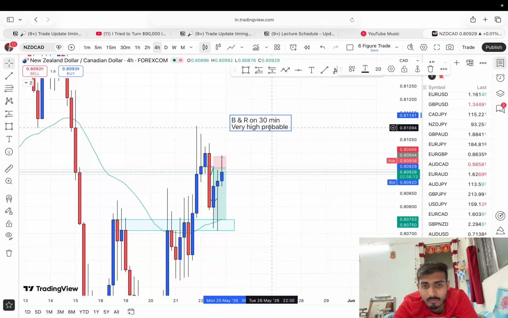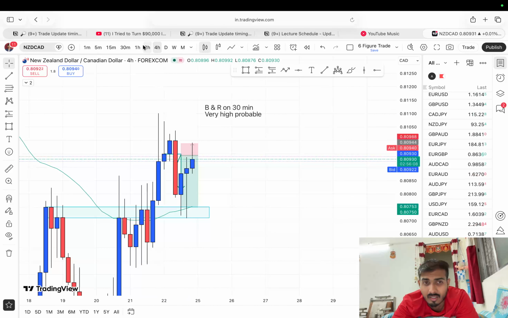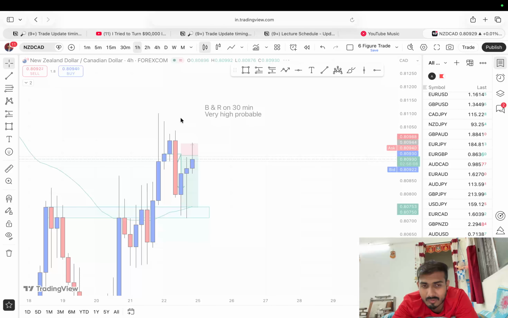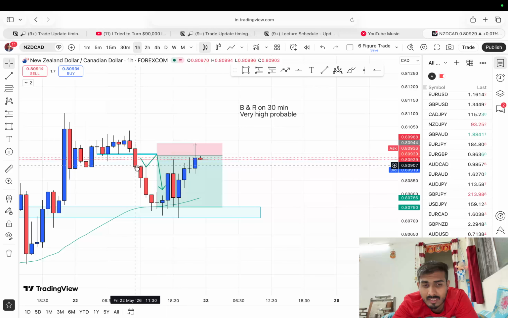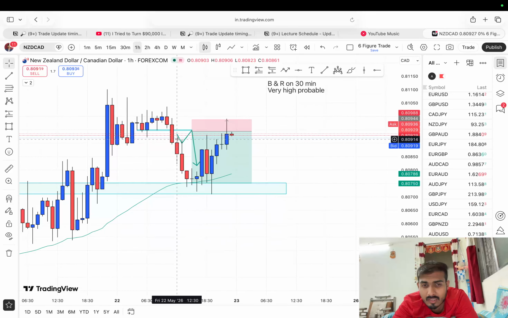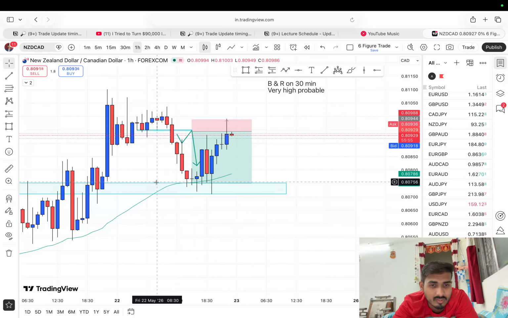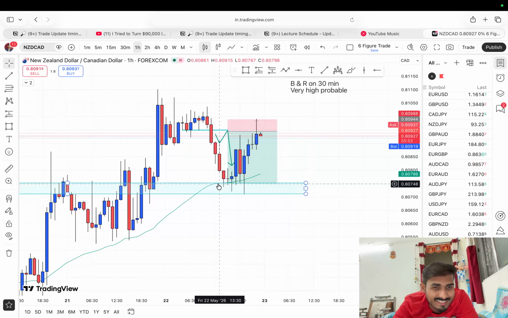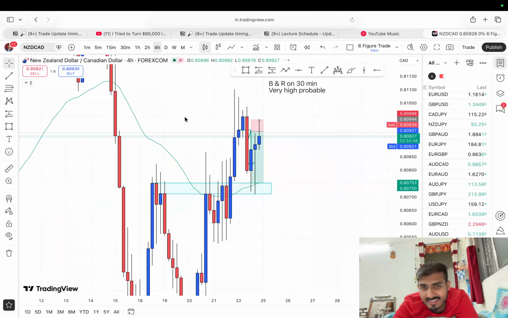This was my favorite trade. Big RR on the 30-minute, very high probability. I was literally waiting for the break, and then I was waiting for the retracement. The retracement never happens, but the trade just went to my take profit. Look at the boxes I've placed. They were exactly the correct boxes right there. Isn't that crazy?